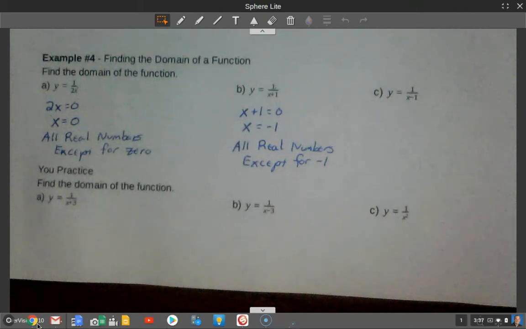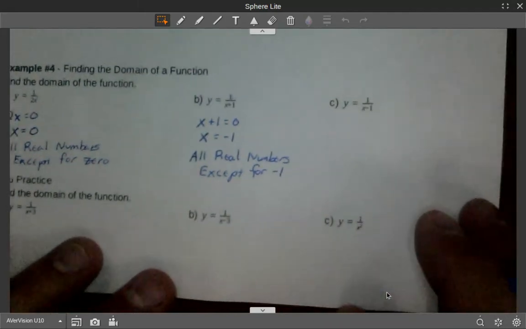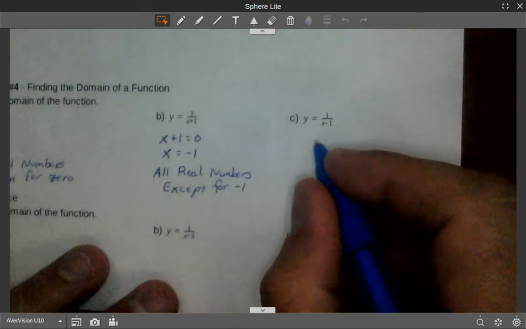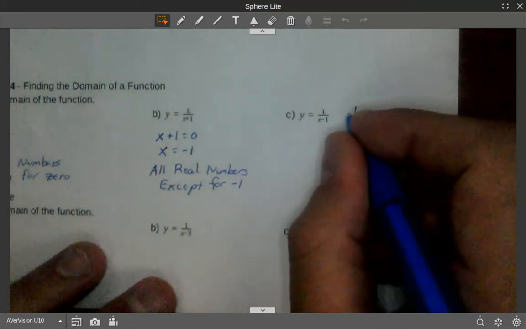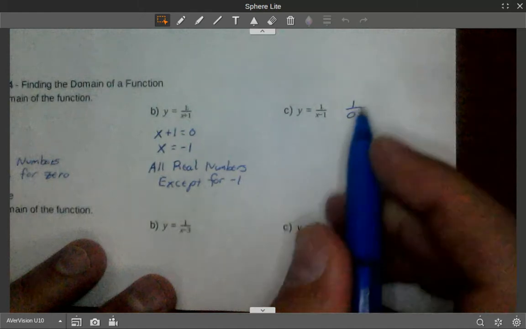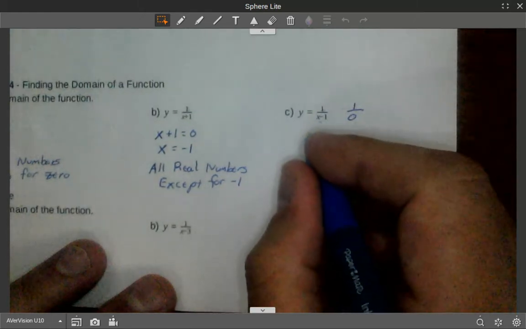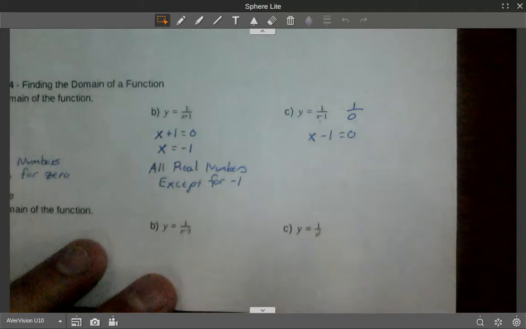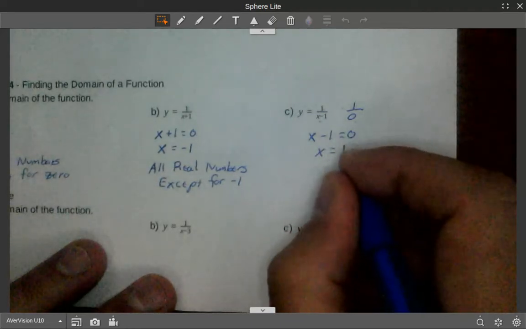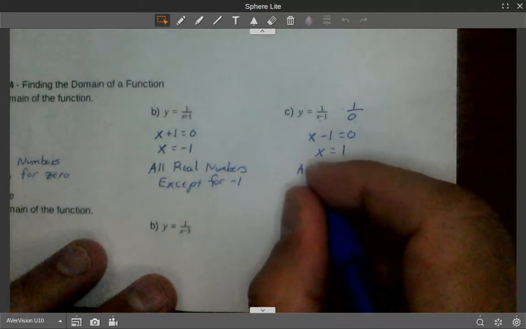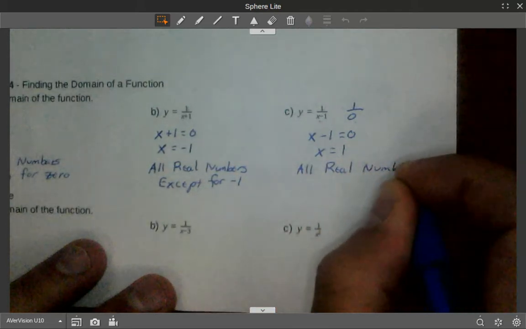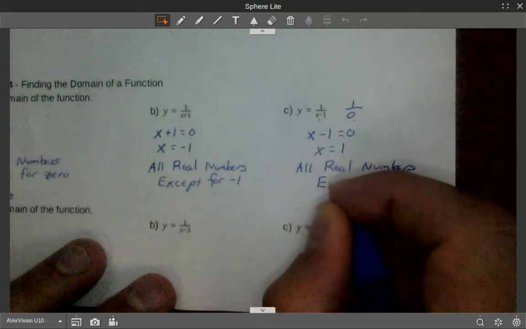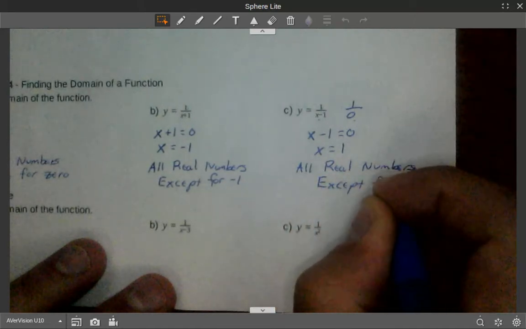We can check that with a graph if we wanted to. So if we wanted to pull up our graph, we can do that. And we can see what we get for that. All right, you can do that using Desmos if you like. For this one, I know that the bottom can't be 0. I cannot have 1 divided by 0. So notice x minus 1 and 0 in the same spots. So x minus 1 equals 0. Solving this, I get x equals 1. So I know this will be all real numbers except for 1.